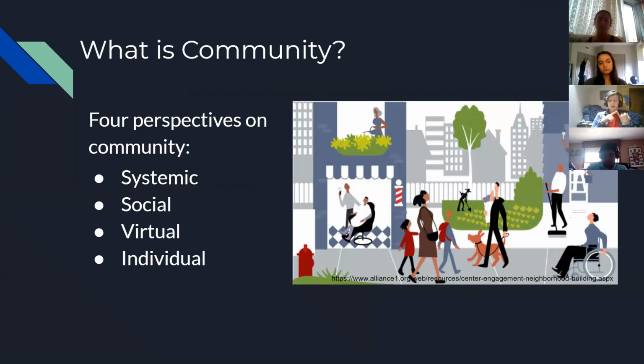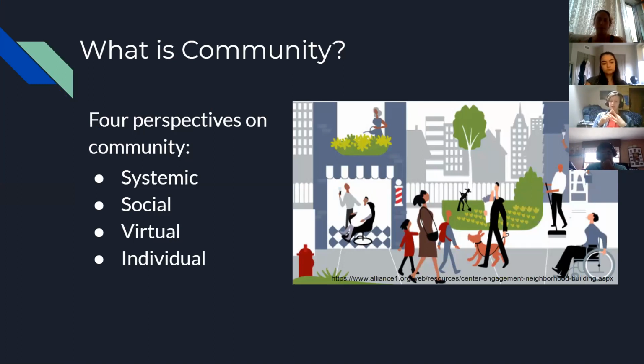Systemic community is how different parts of a community have unique functions, needs, and interests. In a healthy community, all components work together. Social community is how different people in the community relate to each other, to community organizations and leaders.